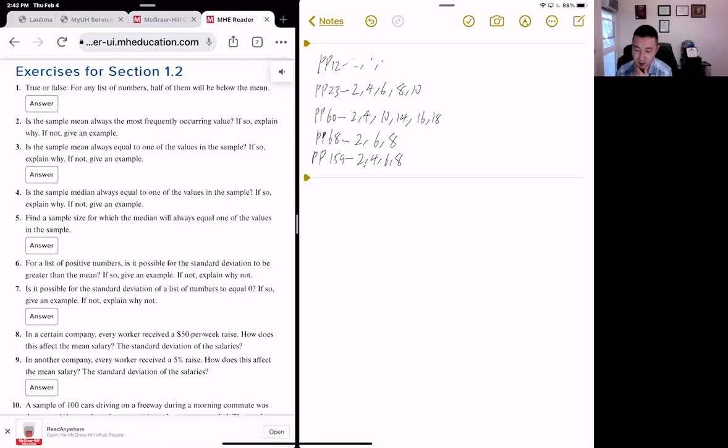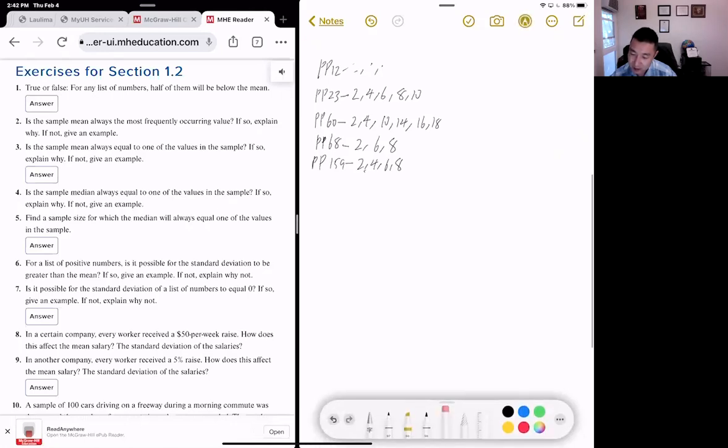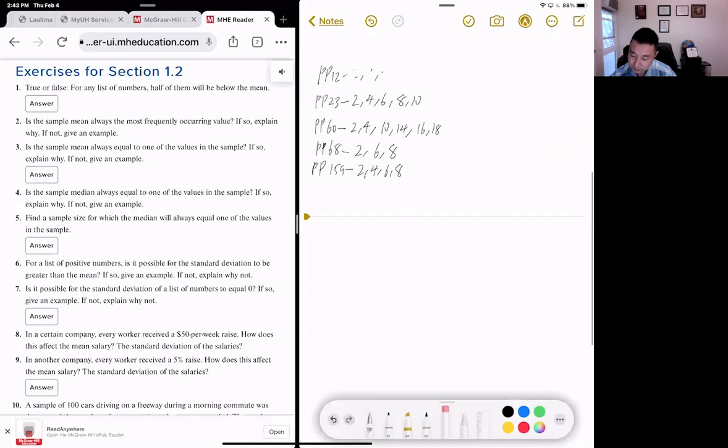MODE. If so, explain why. If not, give an example. So the answer is no, of course. Give an example. Easy. We have a sample: 1, 2, and 4. The mean value is 1 plus 2 plus 4 divided by 3, so the mean value is 7 over 3. So 7 over 3 does not occur at all.